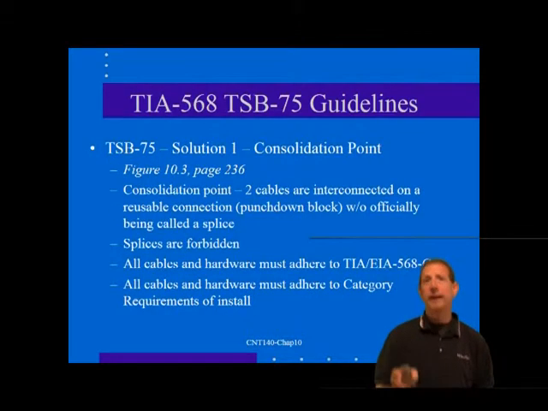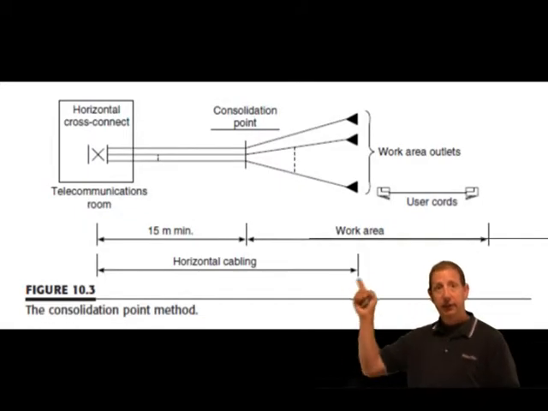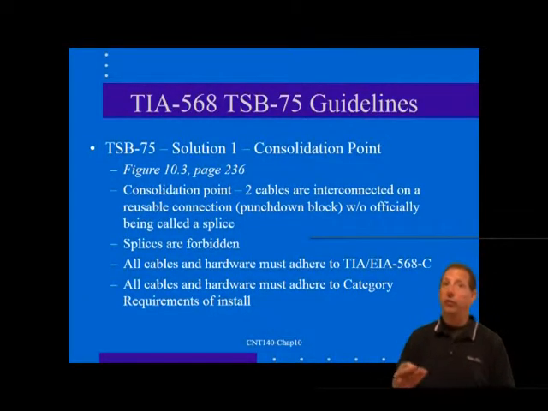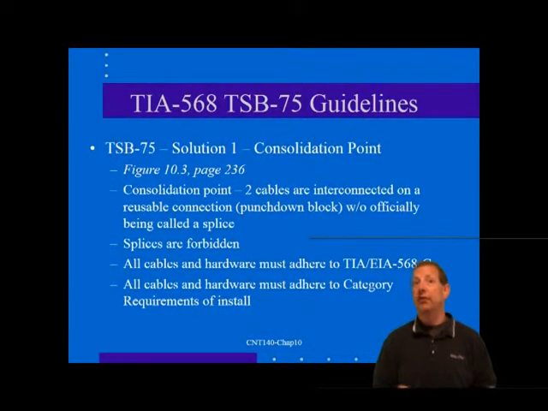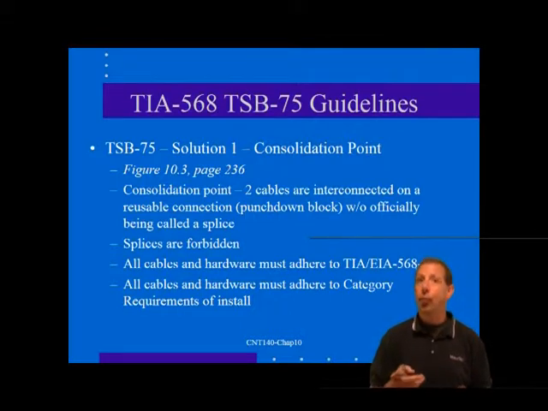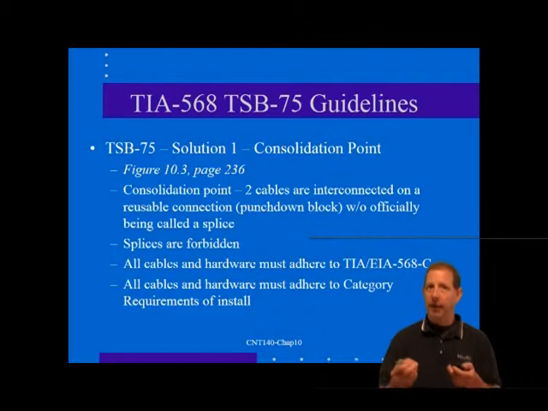Now, it is a point within the horizontal cable run where two cables are interconnected, as you can see behind me. In reality, it is a reusable connector, such as the punch-down block, that effectively joins the two cable segments without being officially called a splice. In fact, cable splices are still forbidden, presumably because they do not allow reusability and make poor connections when viewed from the perspective of crosstalk and return loss.